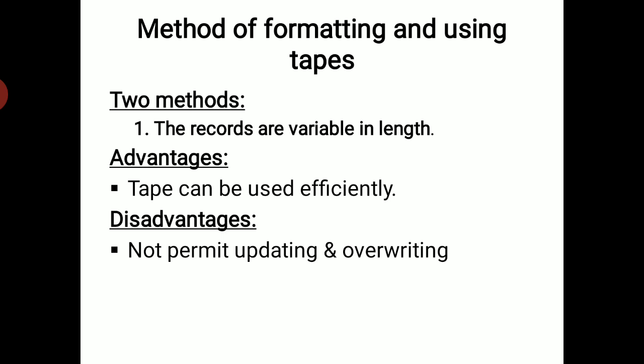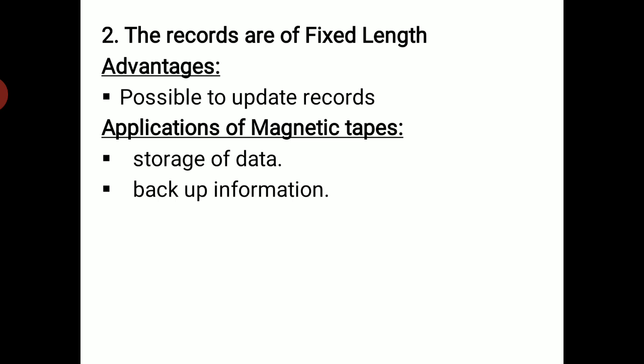Now, methods of formatting and using tapes. There are two methods. The first is variable-length records. The tape can be used efficiently, but the disadvantage is that updating or overwriting is not possible. The second is records of fixed length, which has the advantage that it is possible to update records. For storage of data, backup information can be taken.